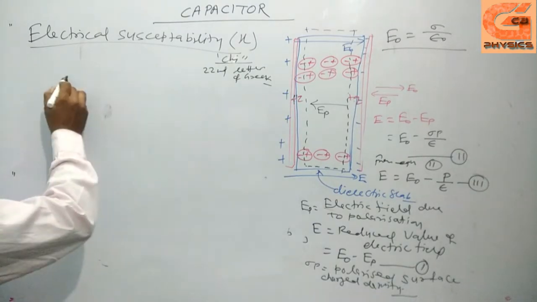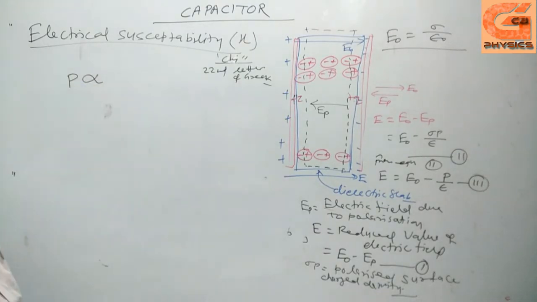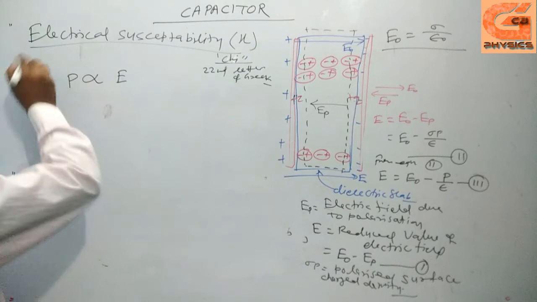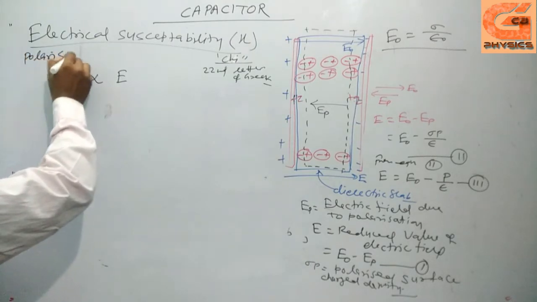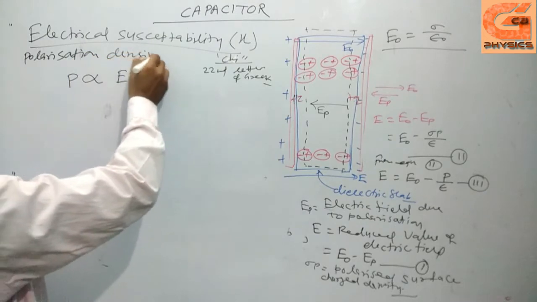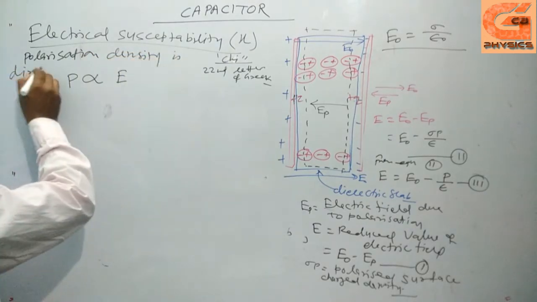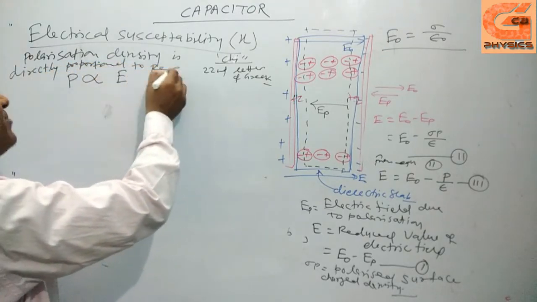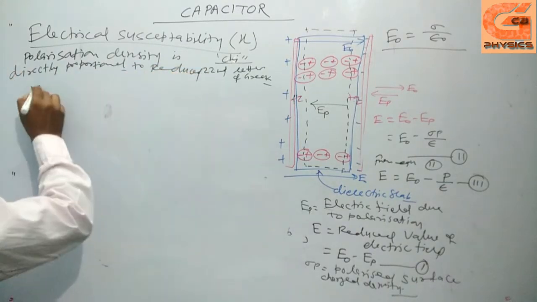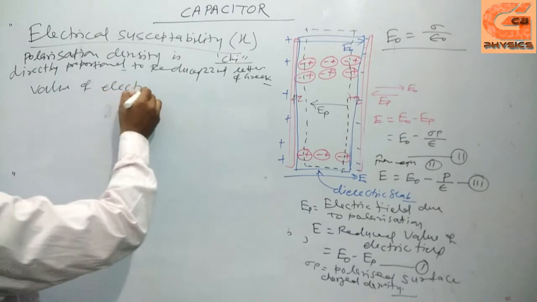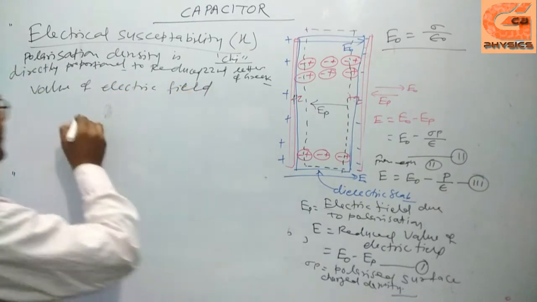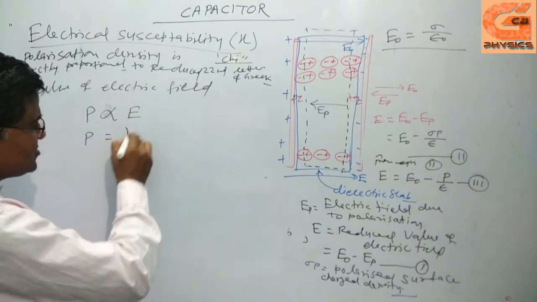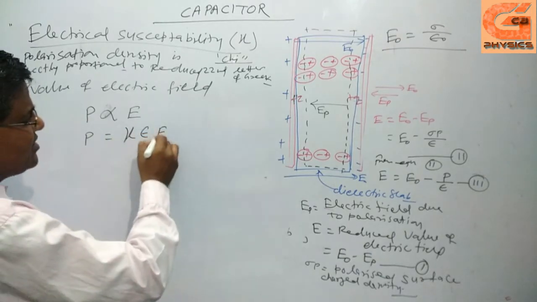According to this law, the polarization density is directly proportional to the reduced value of the electric field. This is very simple. P is directly proportional to E. If the proportionality is reduced, then one constant comes, chi, with epsilon naught and E.